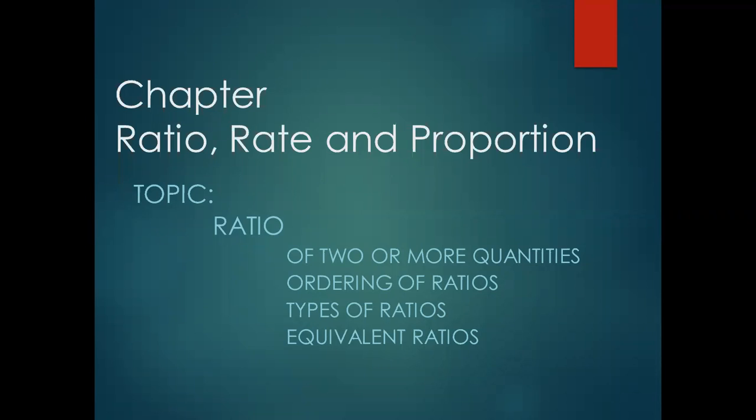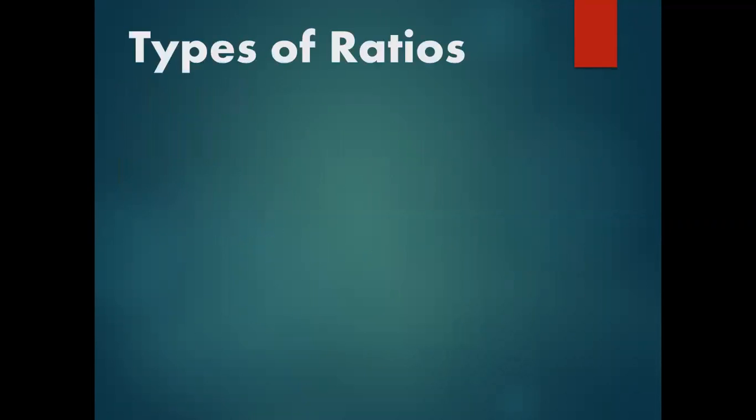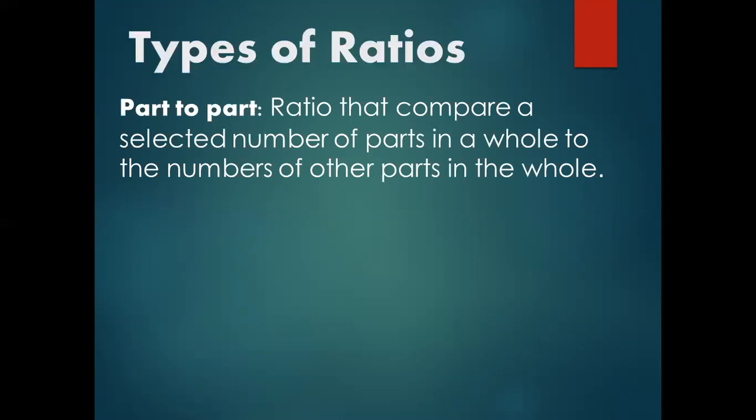Dear student, as we have started our chapter ratio, rate and proportion, we have already discussed the above two topics, ratio of two or more quantities and ordering of ratios. Now in this part we will discuss the remaining two subtopics, types of ratios and equivalent ratios. Types of ratios, first is part-to-part ratio: a ratio that compares a selected number of parts in a whole to the number of other parts in the whole.